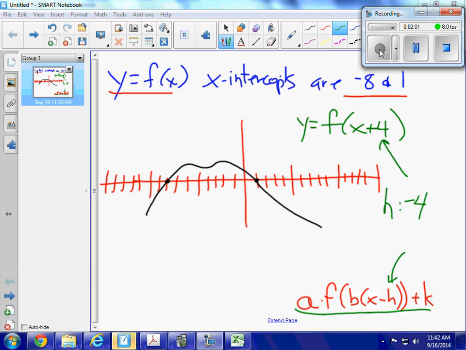So every point on my graph is going to move horizontally -4, including my intercepts. I'll take this intercept right here, and I'm going to go 1, 2, 3, 4 to the left. And this intercept here, I'm going to go 1, 2, 3, 4 to the left. So I can see that my new intercepts are -12, 0, and -3, 0. Same y values.